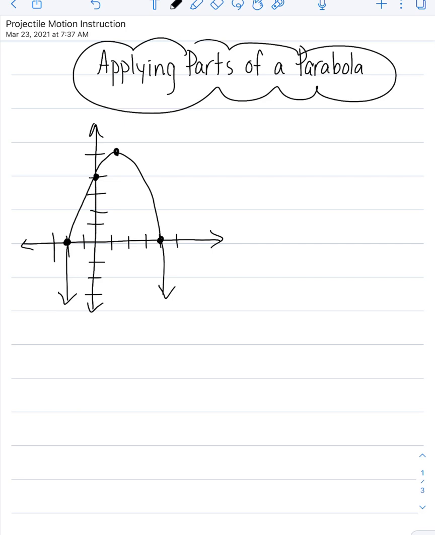So again, I have x-intercepts at (-2, 0) and at (4, 0). I have a y-intercept at (0, 4). And then my vertex is at (1, 5). But now let's talk about how to use these to answer questions.